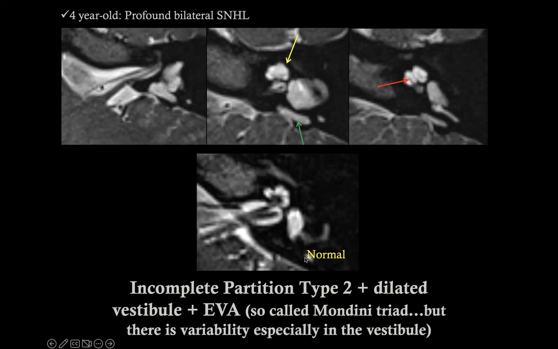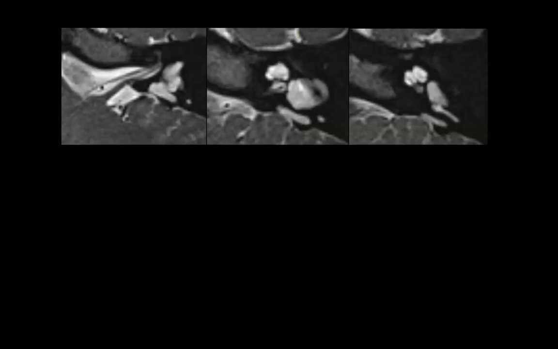So this is what we call Mondini triad, which is incomplete partition type 2, plus dilated vestibule that can be present or not, plus enlarged vestibular aqueduct. When you see the enlarged vestibular aqueduct and incomplete partition type 2, call it Pendred. So this is the first thing you cannot miss.